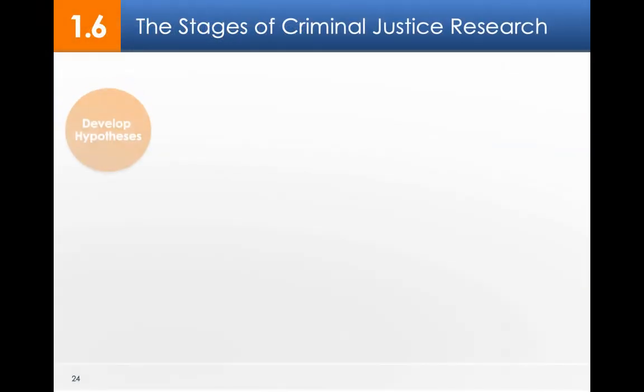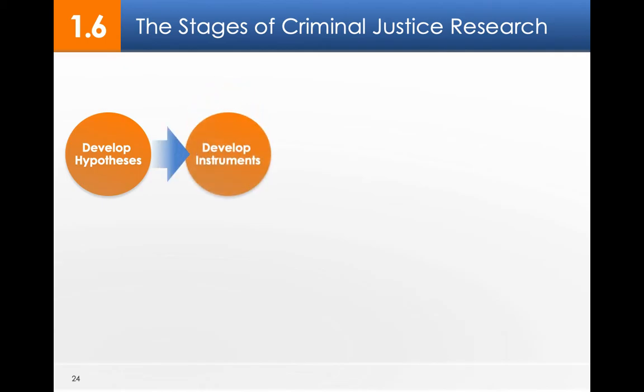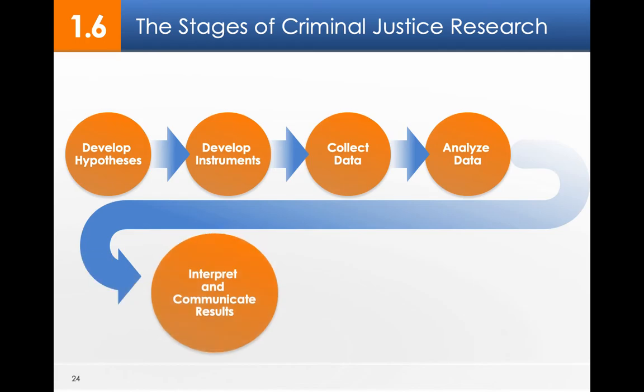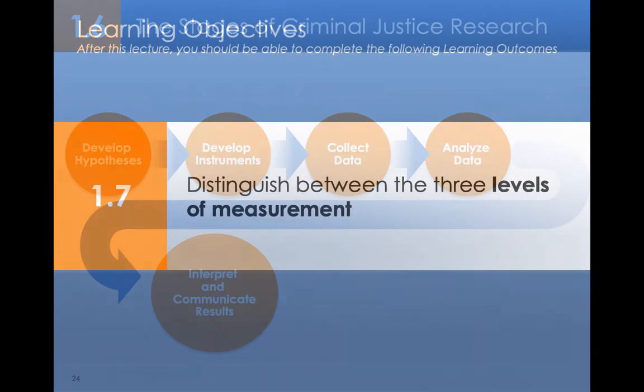So what are the stages of criminal justice research? First, we need to develop hypotheses. What do we think the relationships are between a set of variables? Then we need to develop some instruments. How are we going to measure those things? Collect the data, analyze the data, interpret those results, and communicate them.